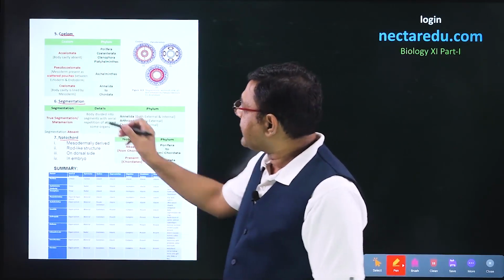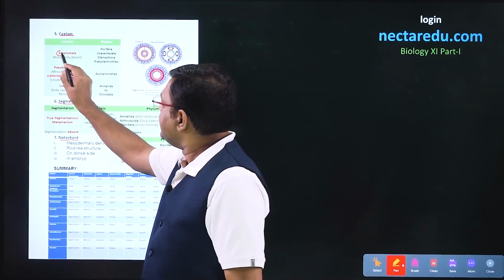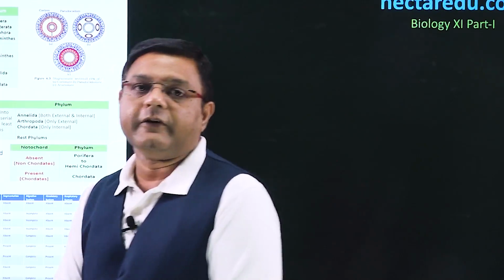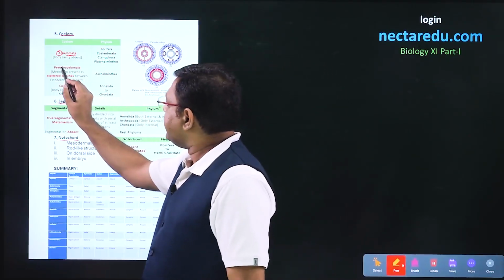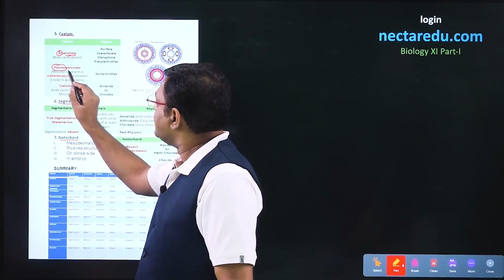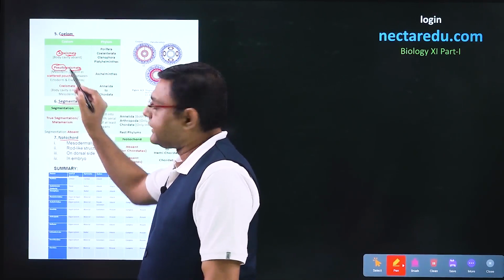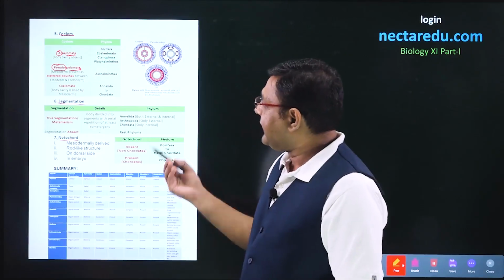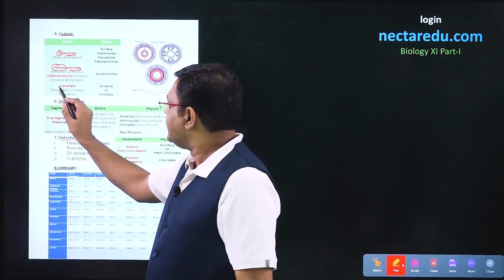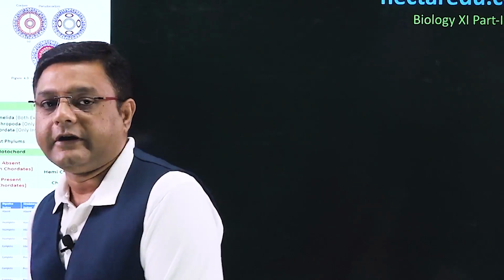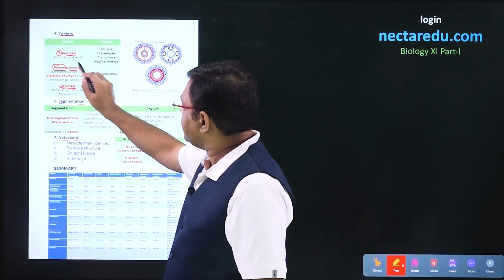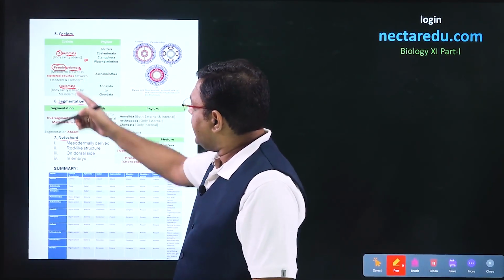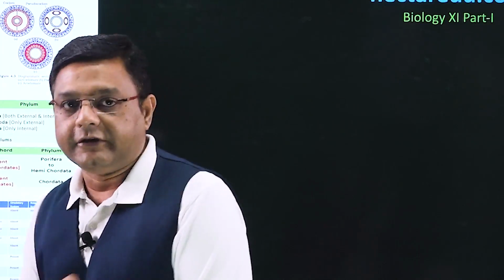Now, there can be a condition in which coelom is absent, so we will call it the acoelomate condition. There can be a condition in which false coelom is present, so it is called pseudocoelom, and in the third case true coelom will be present, so it is called the coelomate condition. So in these three conditions, in the first case there is no coelom, in the second case pseudocoelom is there.